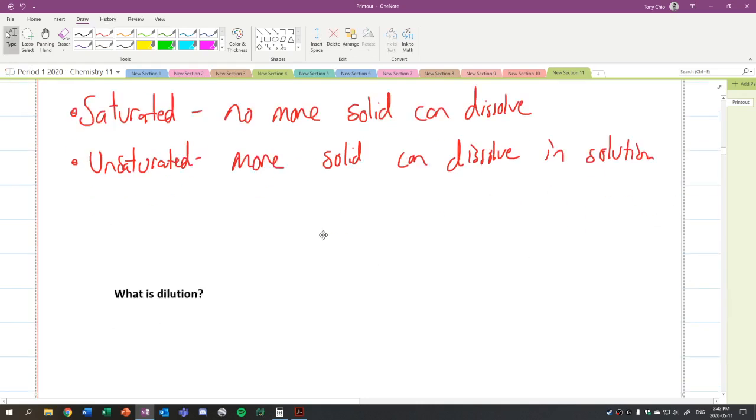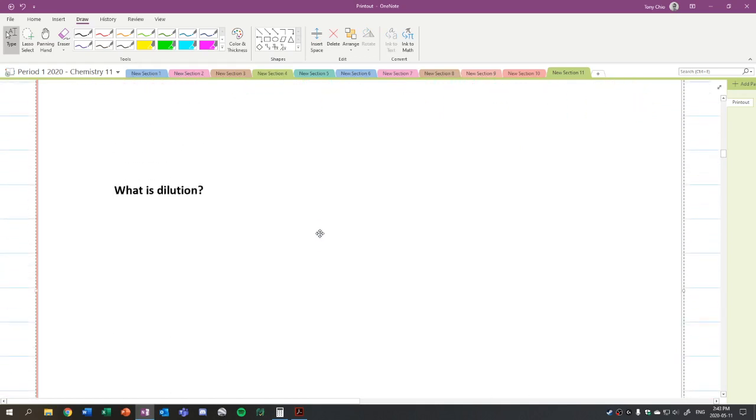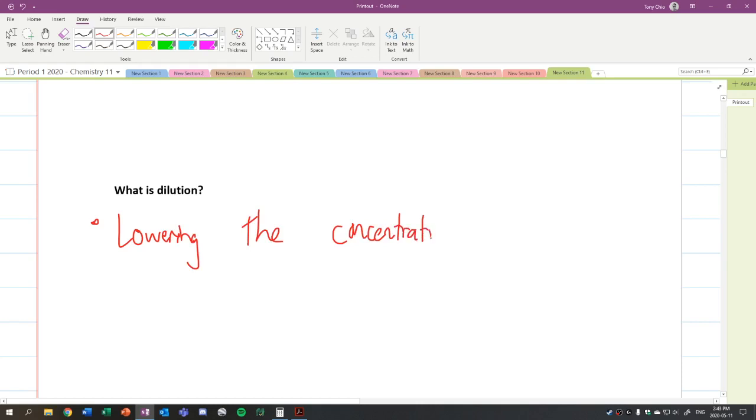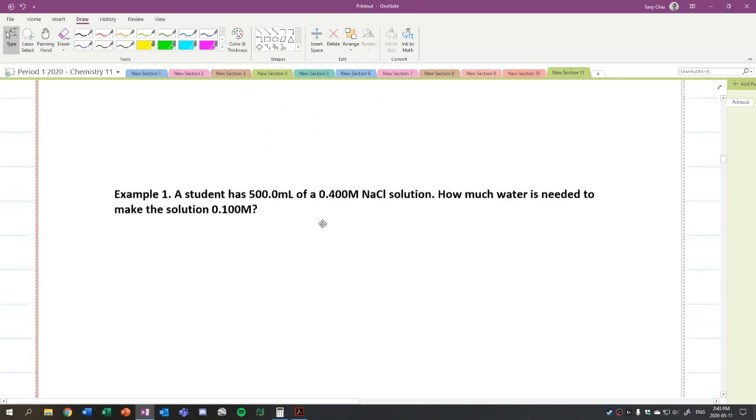Now, we talked about dilution previously. We know that dilution is where we are going to be lowering the concentration of something, right? As measured by C1V1 is equal to C2V2. So in this case, we know that this equation allows us to calculate dilution of anything. So let's look at an example.